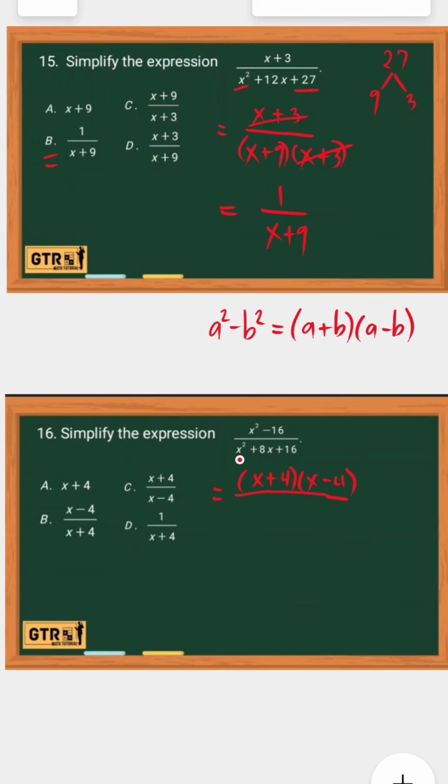Okay, then for the denominator, so same with the number 15. So factors of x squared. So factors of x squared are x and x. Factors of positive 16 whose sum is positive 8. So we have both positive 4. Since positive 4 times positive 4 is positive 16, 4 plus 4, that is 8. Okay, so now we can cancel out the common term, which is x plus 4. So therefore, the final answer is x minus 4 over x plus 4, which is letter B. Okay.